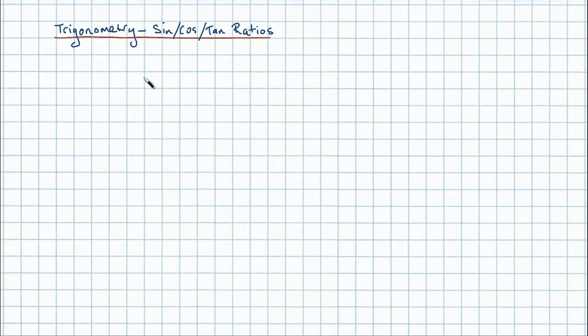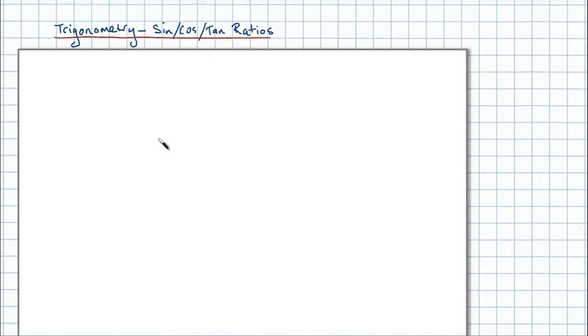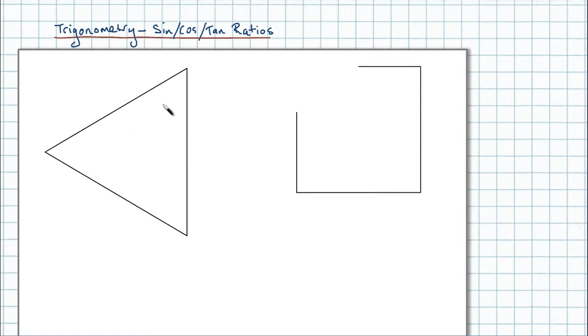In this video then we're going to look at the sine, cosine and tangent ratios, and this follows on from a previous video where we looked at the ratios of special triangles. The special triangles that we looked at, I can just draw on this sheet of paper here. Well, what is this? An equilateral triangle and a square.